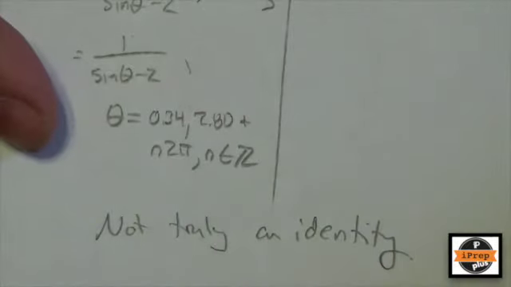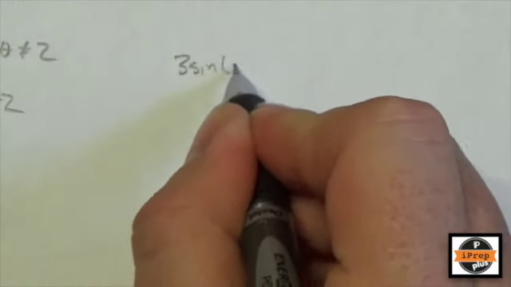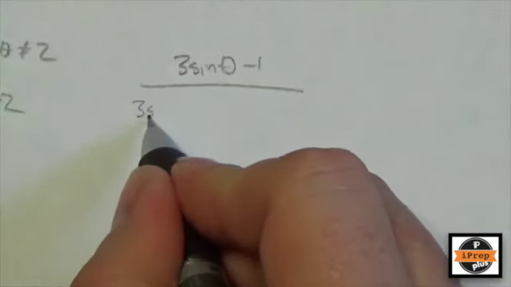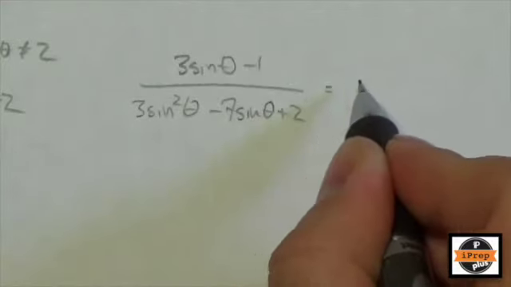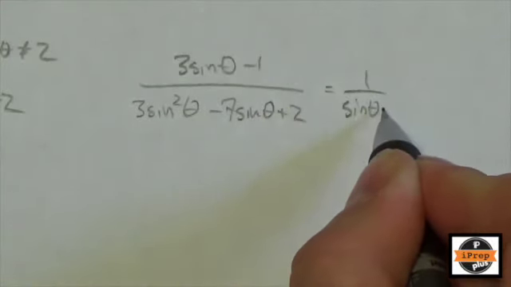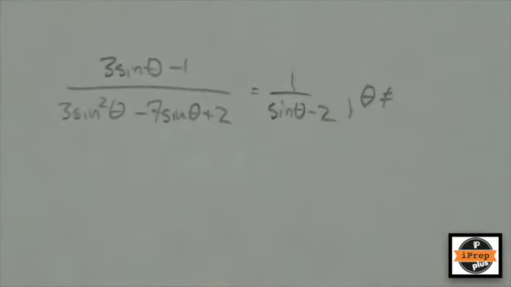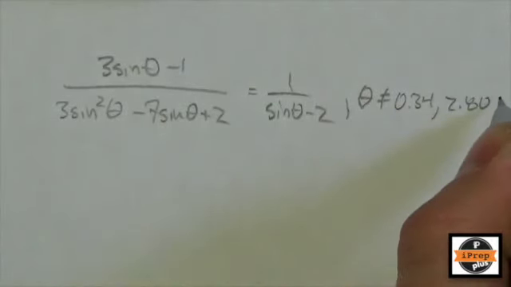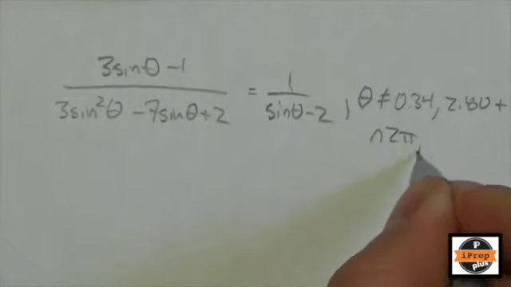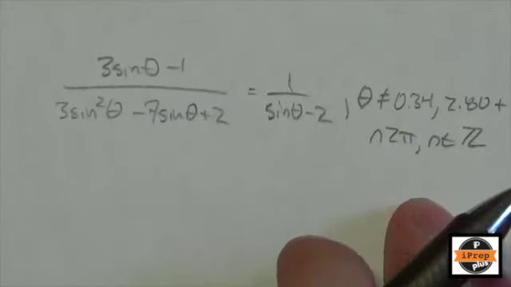So then how would we rewrite this in order to get around that? Well, we would say that it has to be written like this. The 3 sine theta minus 1 over 3 sine squared of theta minus 7 sine theta plus 2 will equal 1 over sine of theta minus 2, so long as theta is not allowed to equal, as we just figured out, 0.34, 2.80 plus n2 pi, where n is an element of the integers. And that now covers it. This is now going to be always true.